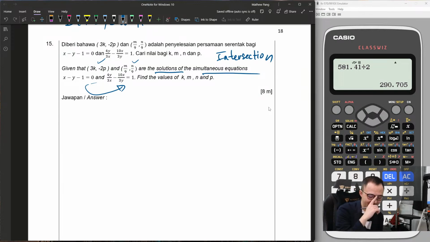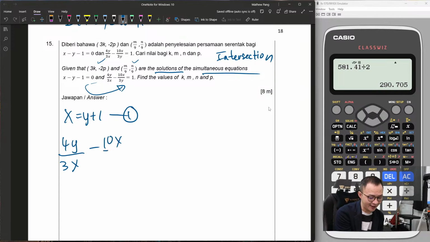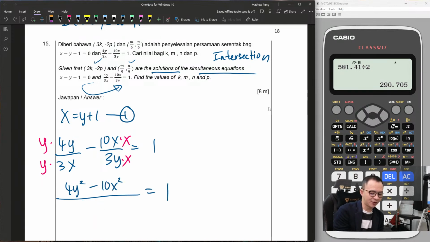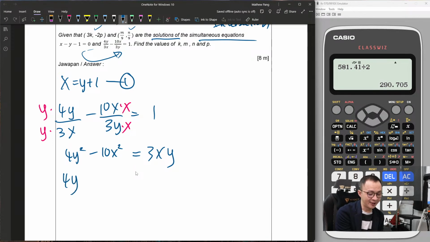Cool? Let's do it. X should equal to y plus 1, first equation. So 4y over 3x minus 10x over 3y equals to 1. Make the same denominator, right? I will multiply y, multiply x, multiply x. Okay, so 4y squared minus 10x squared over 3xy equals to 1. I will throw the 3xy to the other side equals to 3xy. Okay, now it's time to plug in my first equation.